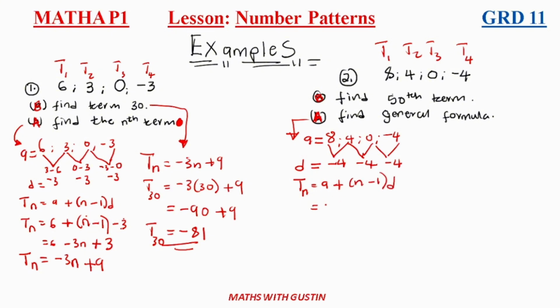Let's see, the first term is what? It's 8 plus n minus 1. We don't know what n is because we're looking for Tn, times negative 4. We remove the bracket. Negative 4 times n is negative 4n. Negative 4 times negative 1 is equal to positive 4. Therefore, 8 plus 4 gives us plus 12. That's our Tn for this arithmetic sequence.